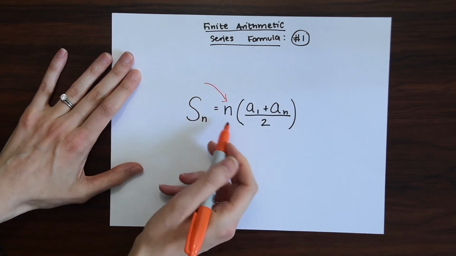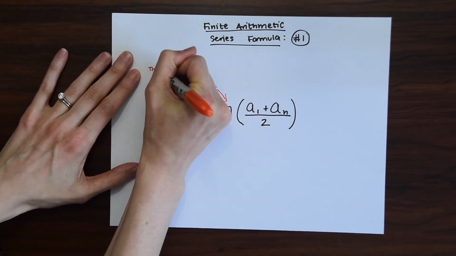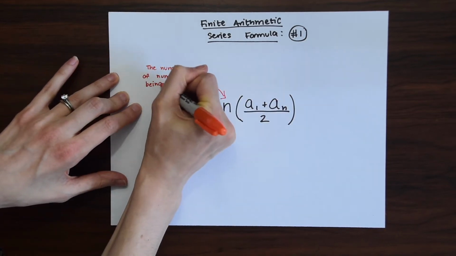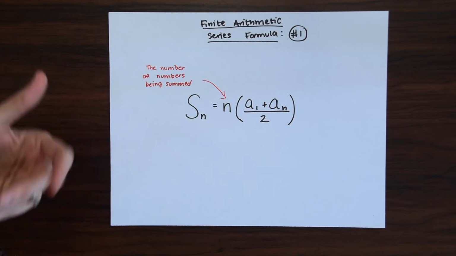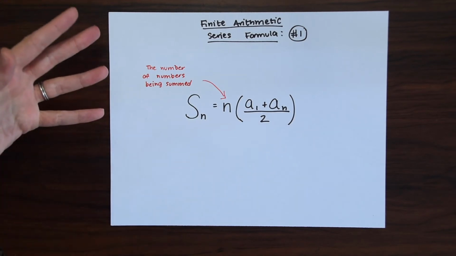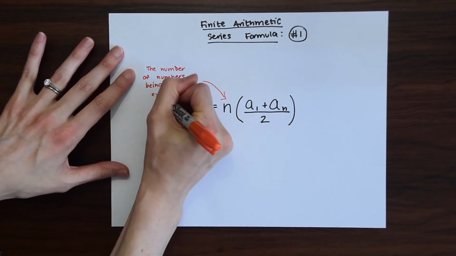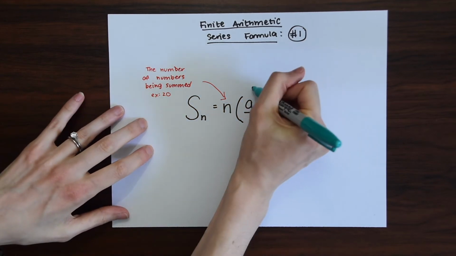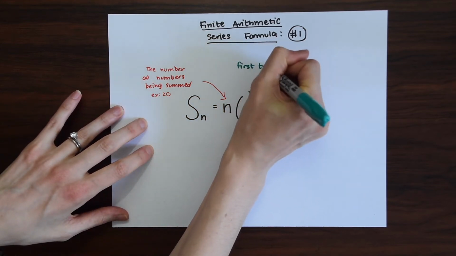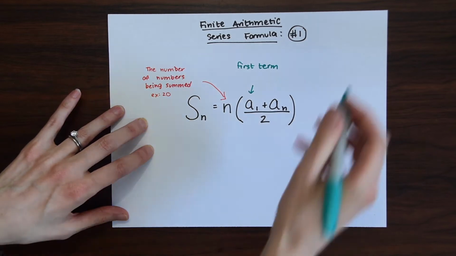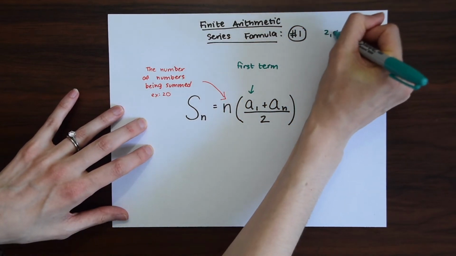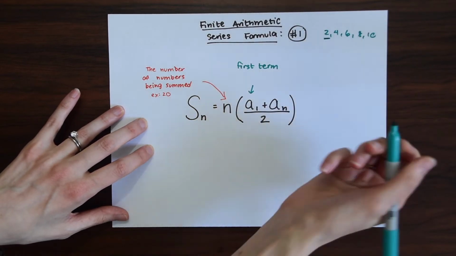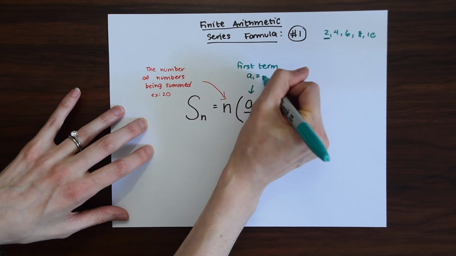So n in this case is the number of numbers you are summing together. I just mentioned the example of finding the sum of the first 20 terms, so it's like the number of terms. So I'll just say, for example, 20, and we're going to go over a real example soon. a sub 1 is always the first term. So if you go back and look at our sequence, we have 2, 4, 6, 8, 10, right? Our first term is 2. So a sub 1 is equal to 2.